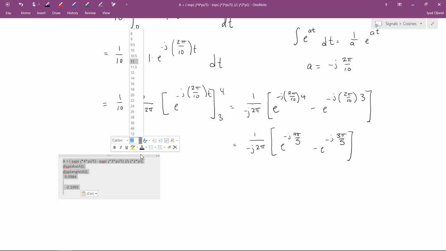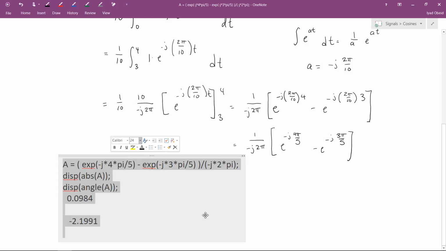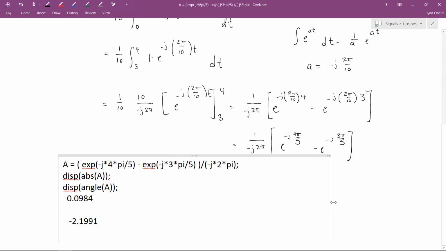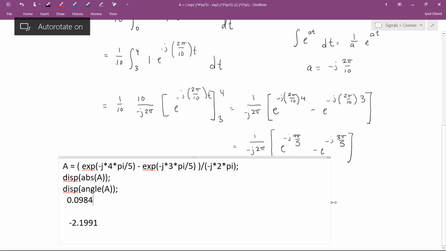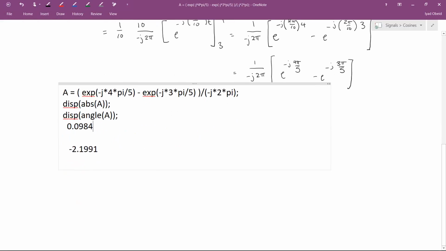Let's just make that font a little bigger so that everybody can read it. Okay, so let's examine what this means. So we've solved for our value of A, and it's got a magnitude and a phase. So what I think this means is that our complex number A equals 0.0984 e to the minus j 2.1991, which, as you recall, equals k over 2 e to the j theta.